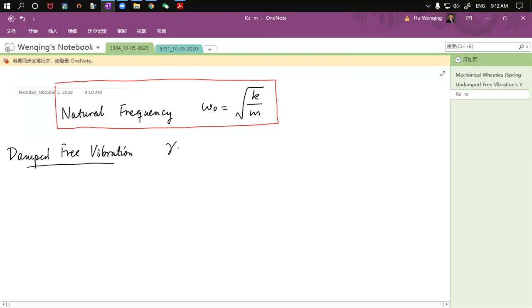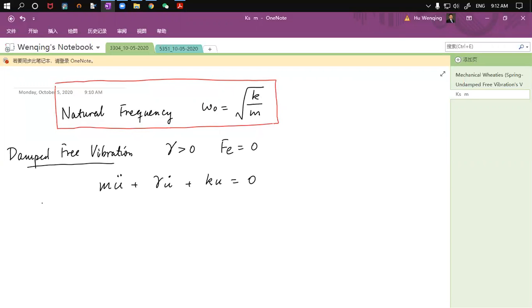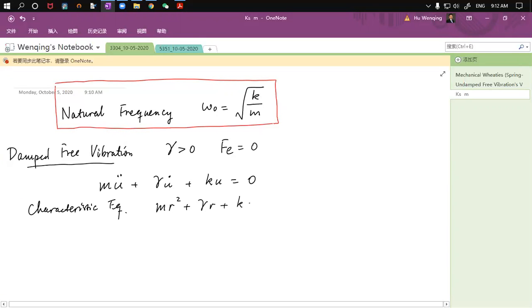The damped free vibration means gamma is greater than zero, and the external force is equal to zero. In that case, you're going to have m u double dot plus gamma u dot, which is the damping, plus k u is equal to zero. Now, in order to solve this equation, you have to use the characteristic equation, which takes the form m r squared plus gamma r plus k is equal to zero.